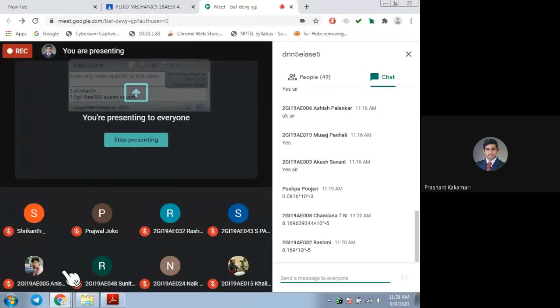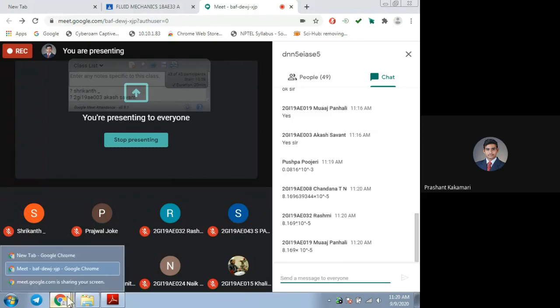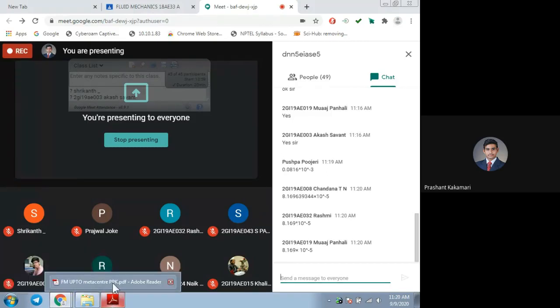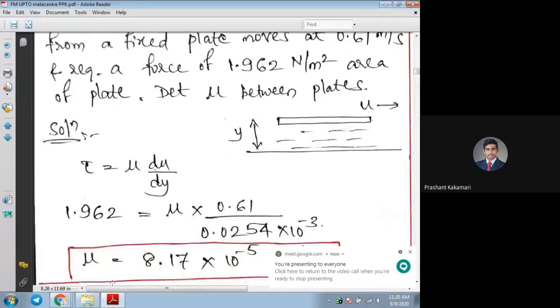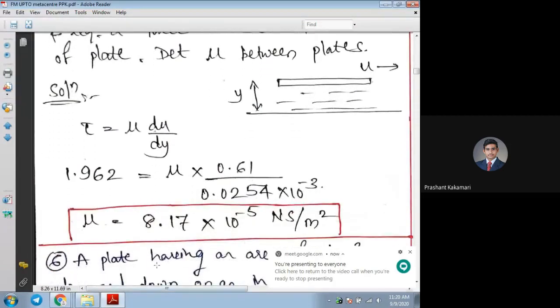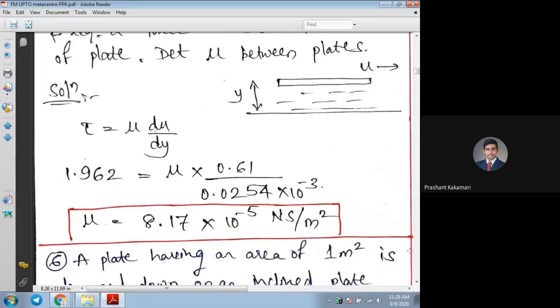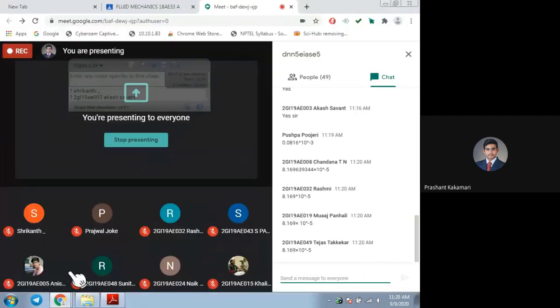0.0816 into 10 raised to minus 3, correct? We'll check now. Yes, 8.17. Just one more decimal you have taken. 8.17 or 8.16 into 10 raised to minus 5 Newton second per meter square is the unit of dynamic viscosity. Have you understood the problem? Just by one equation, just by applying Newton's law itself, because the statement itself is a Newton's law of viscosity.